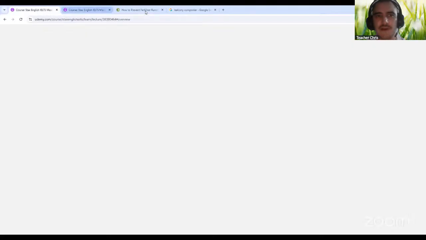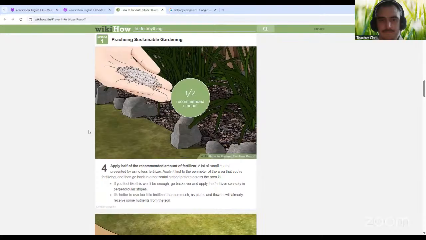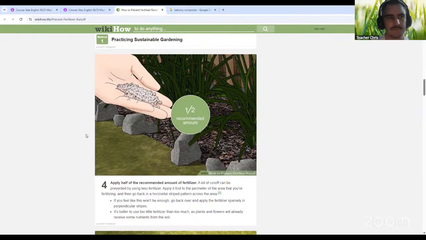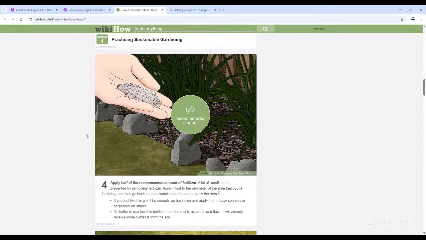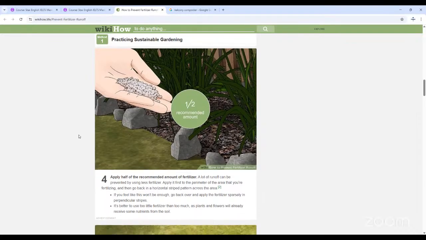Hui, do you have any suggestions for how to prevent fertilizer runoff? I think we should take enough fertilizer for our plants. Say that again, sorry. I think we should take enough fertilizer for the plants. Yeah, fertilizer for the plants. Fertilizer, yeah.